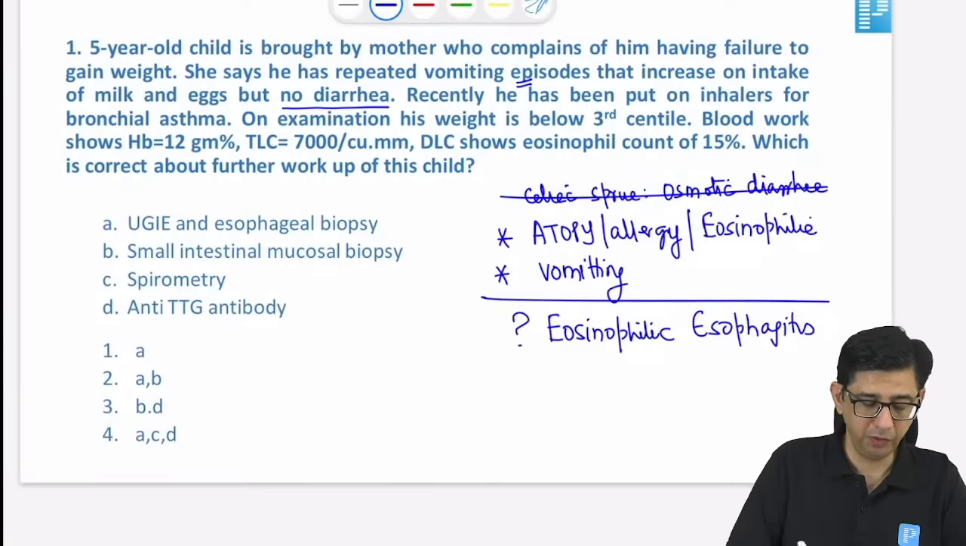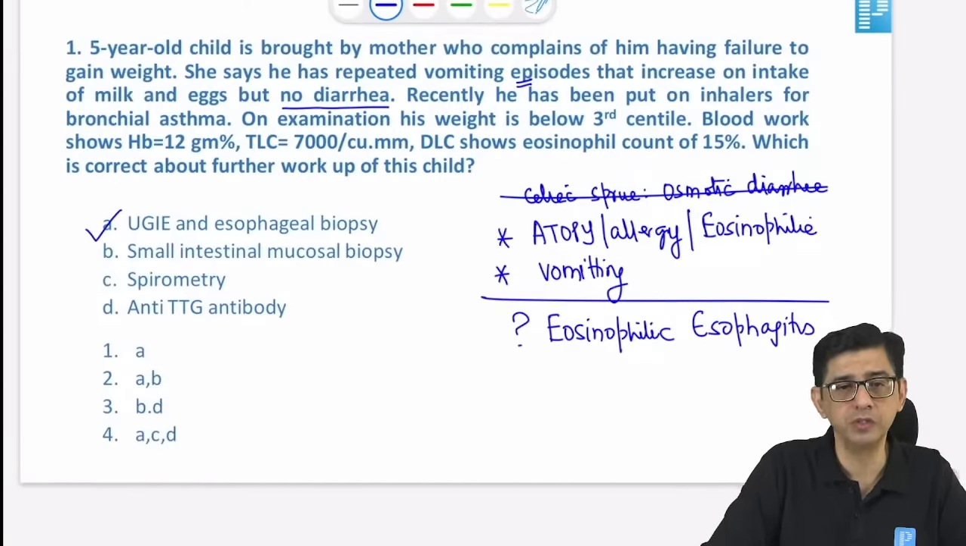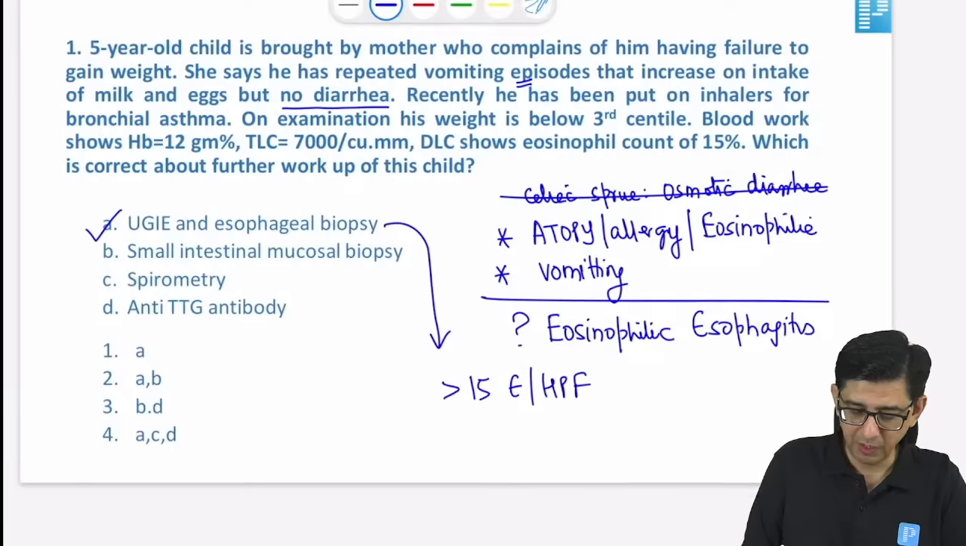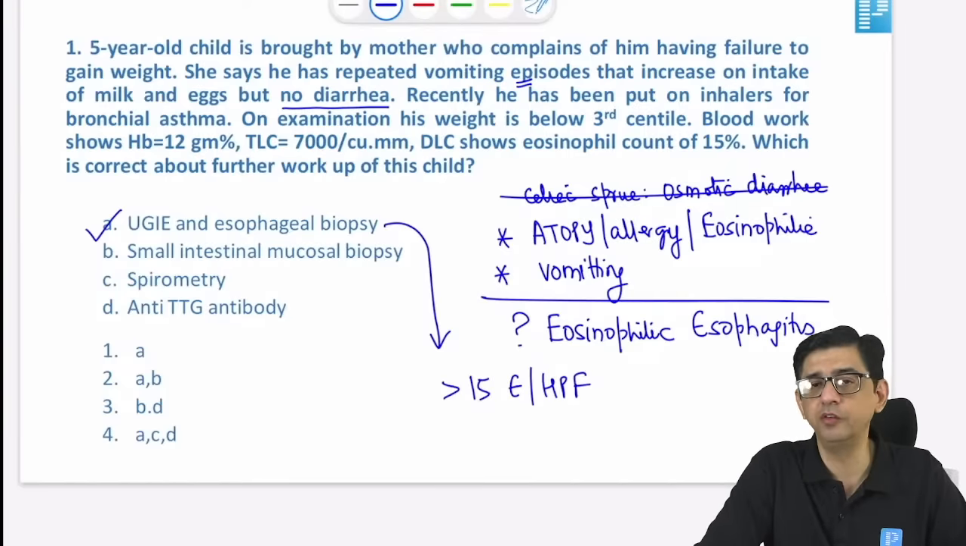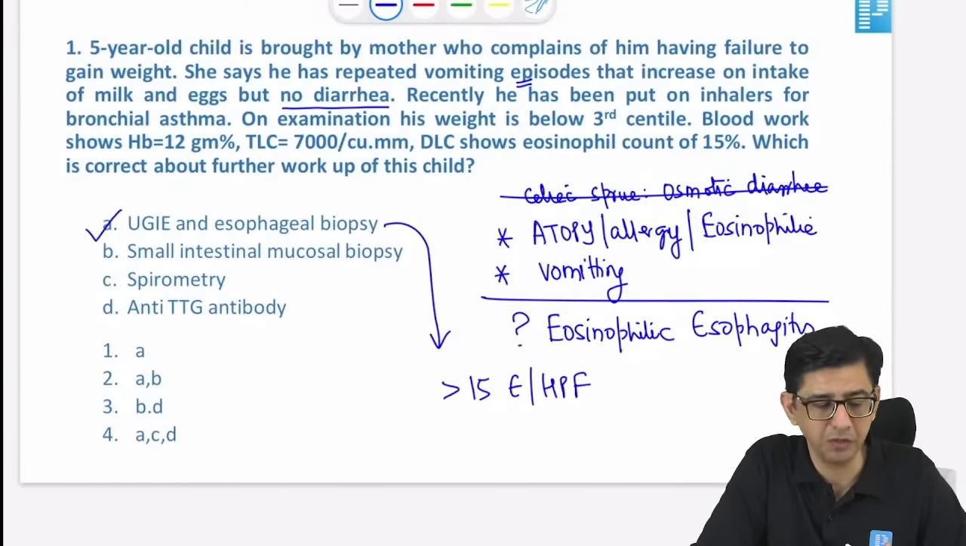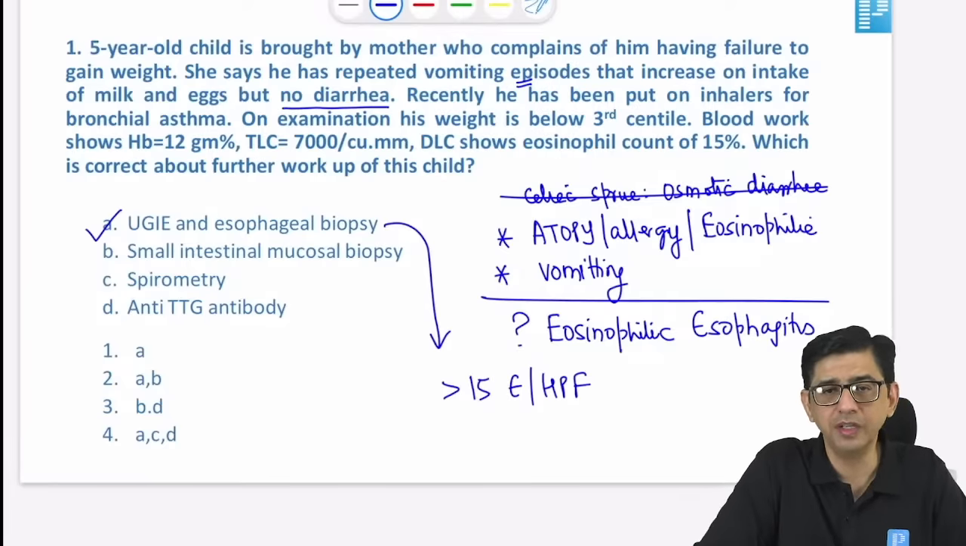Along with that, we'll do an esophageal biopsy also, and then we'll be able to confirm the diagnosis, because when I'm doing a biopsy, I need to demonstrate that there are more than 15 eosinophils per high power field. Let's read this question once again. We get a feline esophagus. The term used would be trachealization of the esophagus. So that's the key for this question.